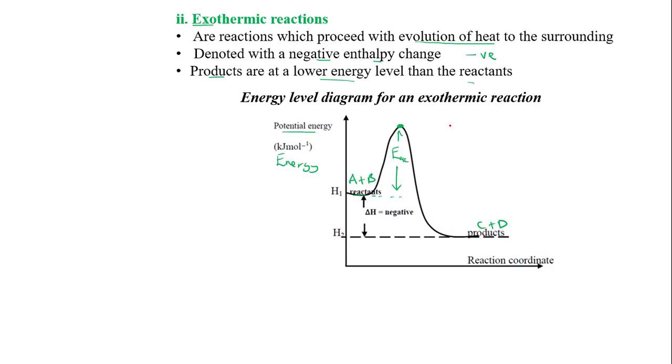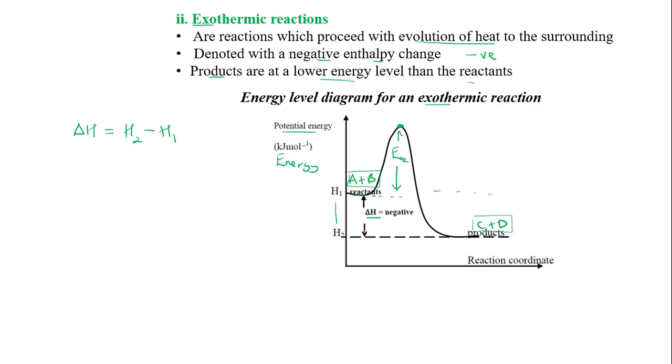So one thing to note about the exothermic reaction is that the energy of the products C and D is below that of the reactants. If you look at our reactants, H1, it's higher than H2. So what does that mean? It means that our enthalpy change, delta meaning enthalpy change, being equal to the enthalpy of the products, which is H2, minus H1.